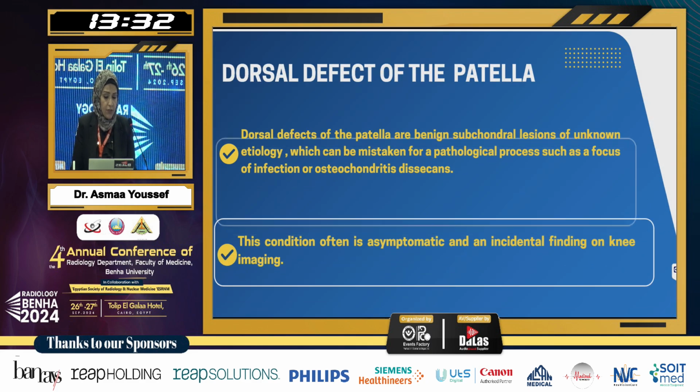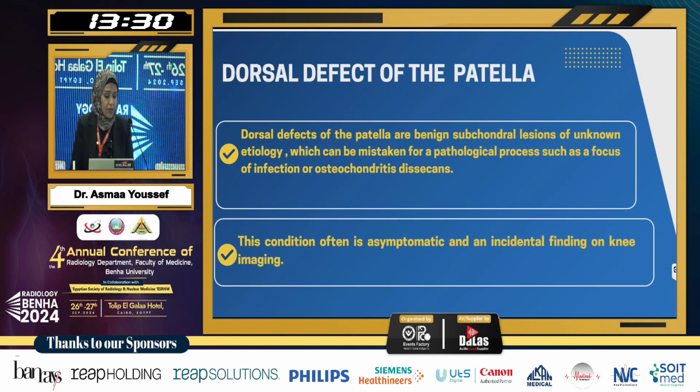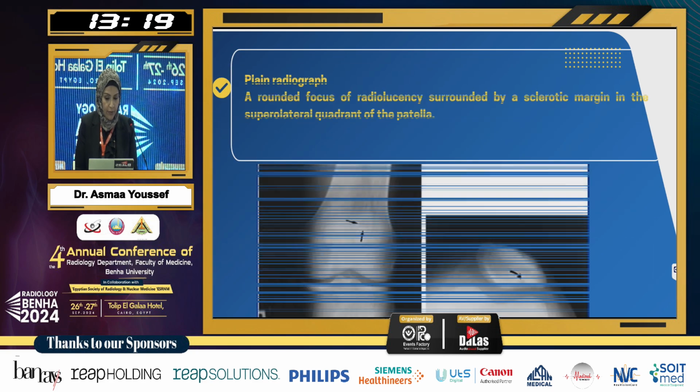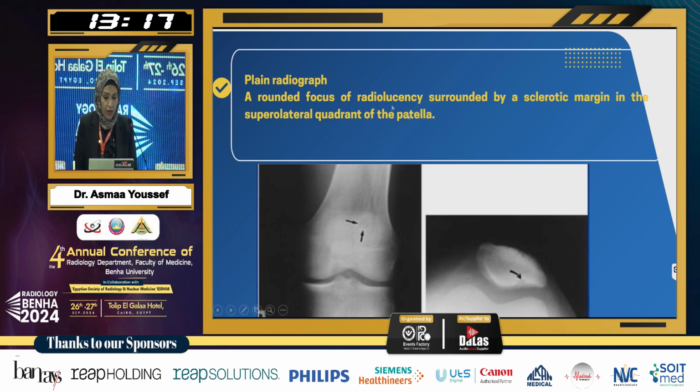Second is the dorsal defect of the patella. Dorsal defect of the patella are benign subchondral lesions of unknown etiology, which may be mistaken for pathological lesions such as a focus of infection or osteochondritis dissecans. This condition is often asymptomatic and an incidental finding on knee imaging. On plain radiograph, a rounded focus of lucency, as we see here, surrounded by sclerotic margin in the characteristic location, superior lateral quadrant of the patella.